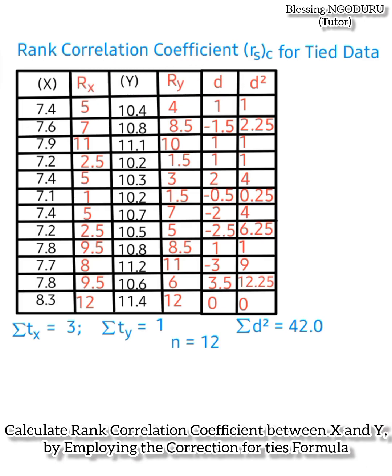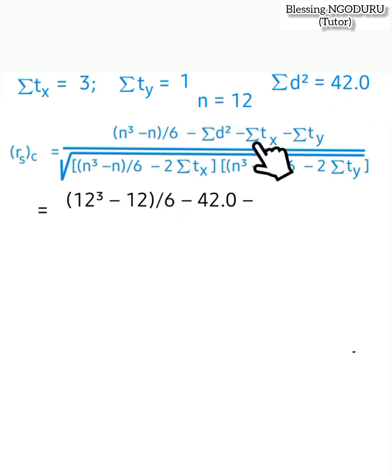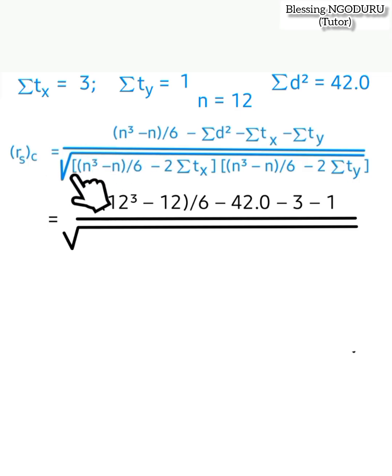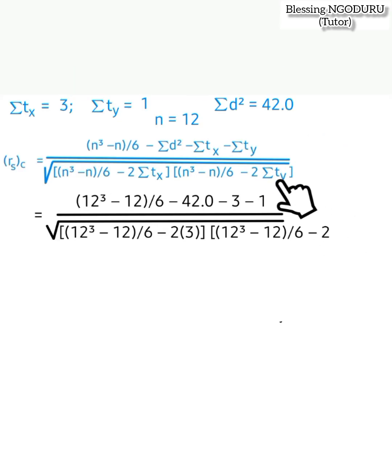Calculate the rank correlation coefficient by employing the correction for ties formula. In this formula, we have n raised to power 3 minus n, our n value is 12, divided by 6, minus summation d square, whose value is 42.0, minus summation tx, which we got as 3, minus summation ty, we got 1, over the square root of, we have n raised to power 3 minus n, 12 raised to power 3 minus 12, divided by 6 minus 2 multiplied by summation tx, 3, then n raised to power 3 minus n, divided by 6 minus 2 multiplied by summation ty, our ty value is 1.